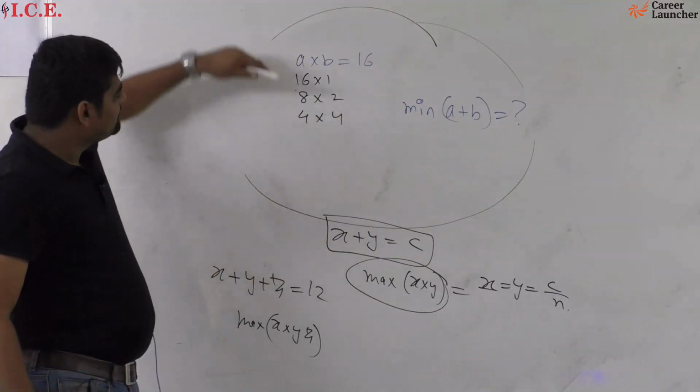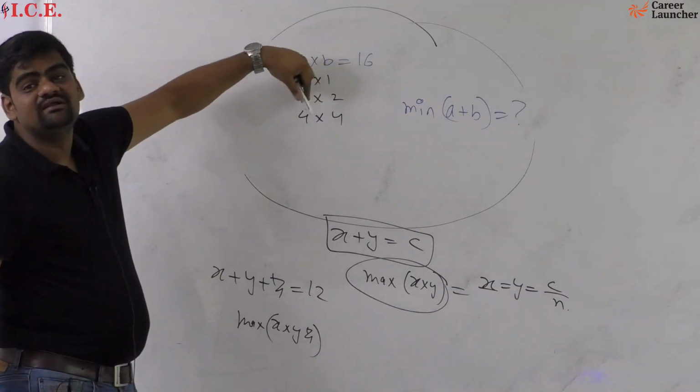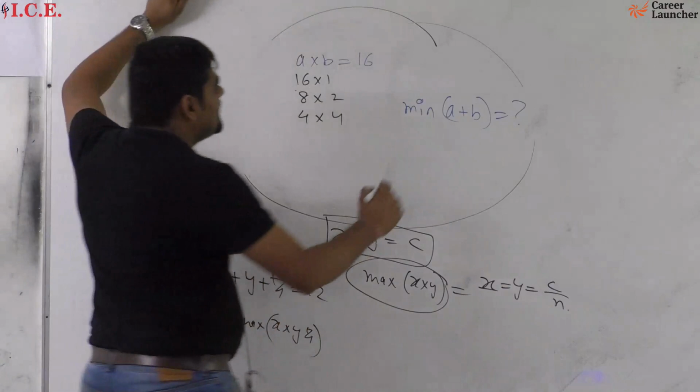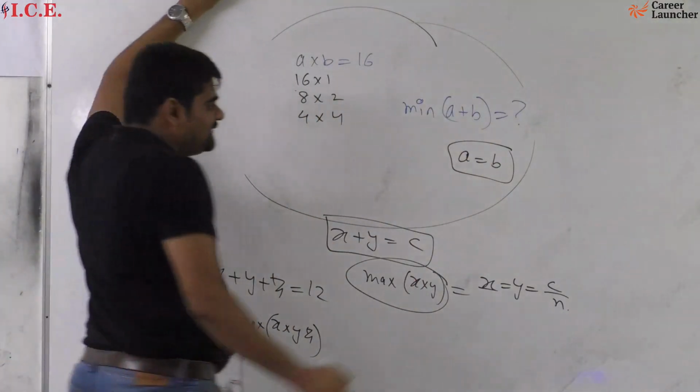So minimum will happen what? 16 plus 1 is 17, 8 plus 2 is 10, 4 plus 4 is 8. You cannot have less than 8. So the minimum will also happen when a is equal to b, and this can be constant.